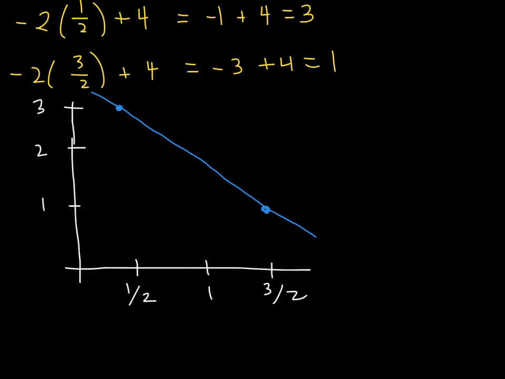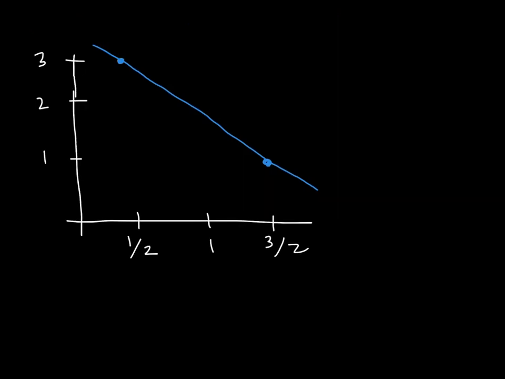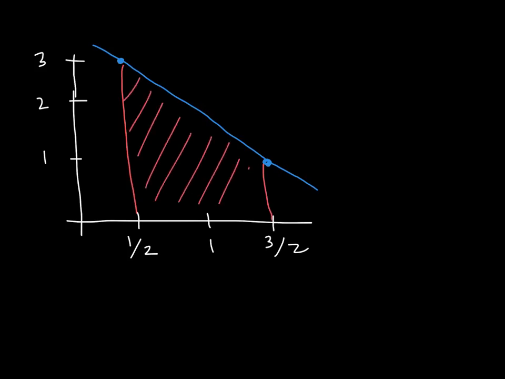But anyway, the area that they're asking us to consider is from 1/2 to 3/2. So it's this area. Oh, look at that. This is a trapezoid. So we are asked to find the area of a trapezoid. Isn't that fun? All right, so here we go.